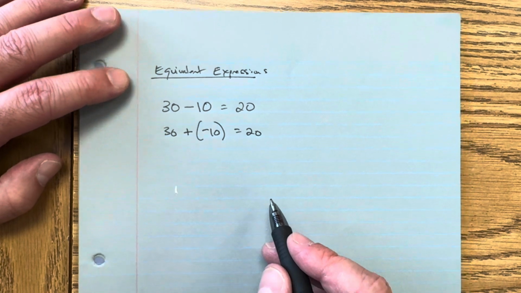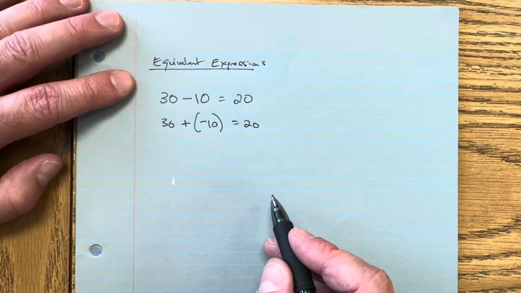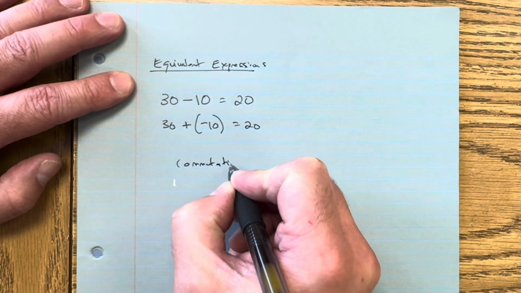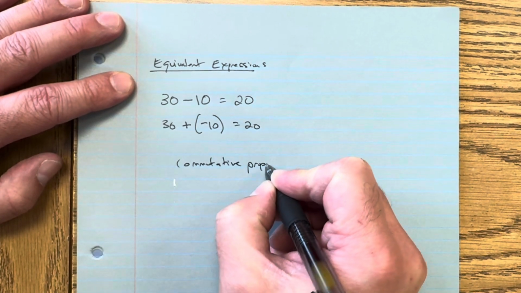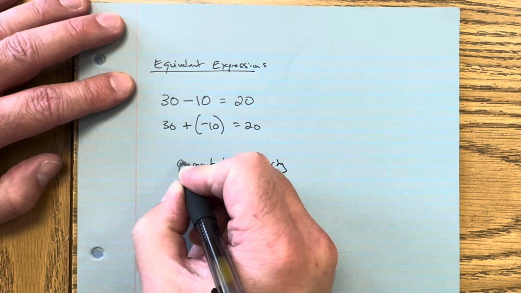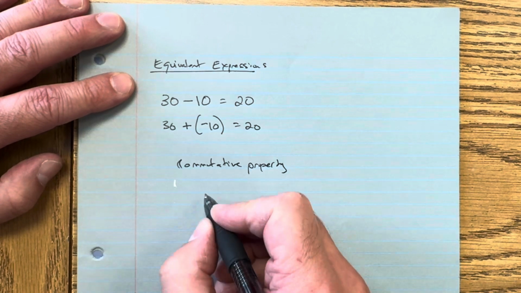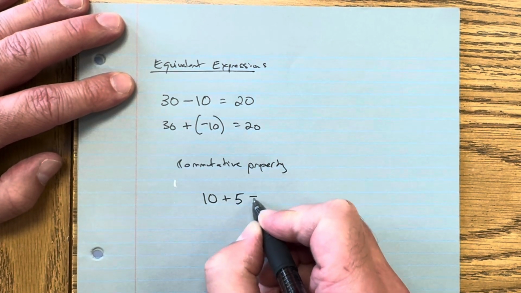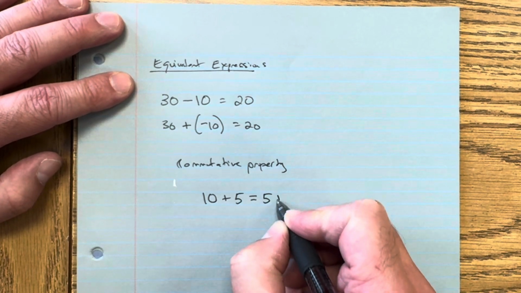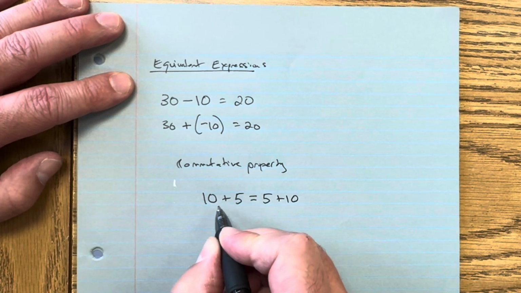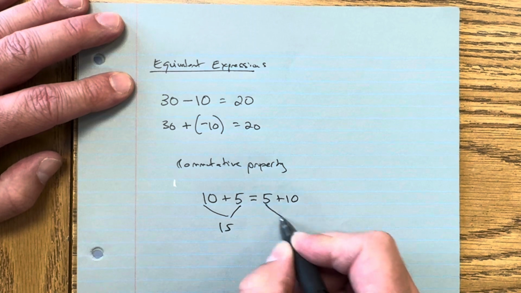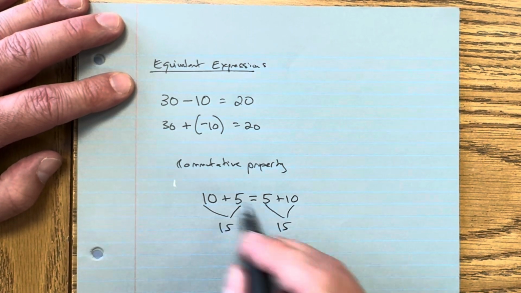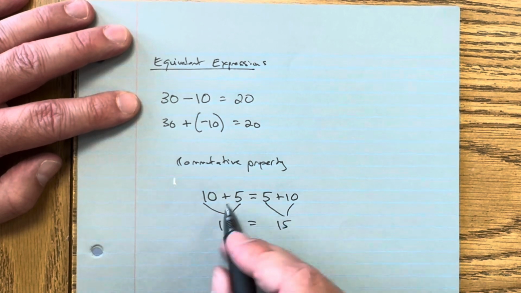Another way that we can write this is really and truly with the commutative property as well. Now we haven't talked about that much, but the commutative property basically says, if I have, let's say, 10 and I add 5 to it, that's the same thing as me saying 5 plus 10, isn't it? Because isn't this 15 and isn't this 15? So when I have two things and I want to rewrite it, I can just change the order of that.